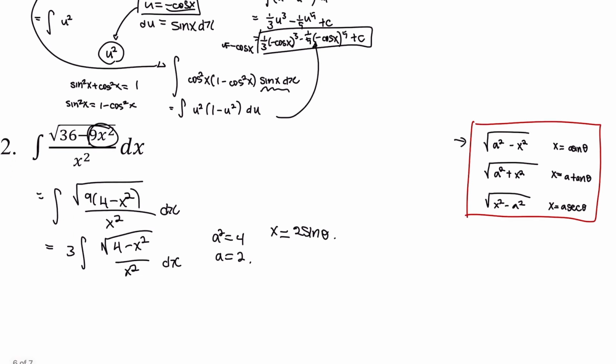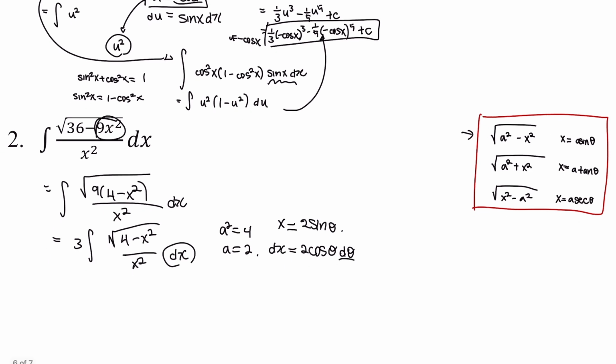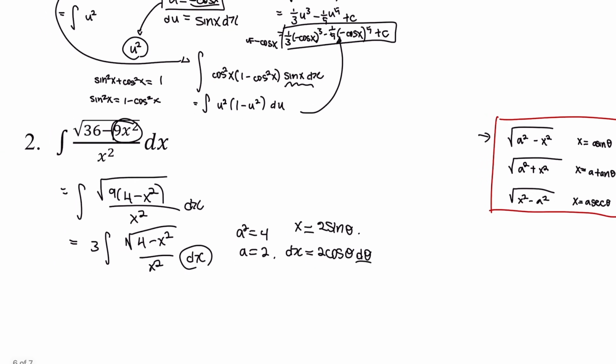Alright, and then we're going to take the derivative of this to get dx, because we have to replace dx with something that's related to theta to match everything else that we're going to change in this situation. So this would be 2 cosine theta d theta. Don't forget the d theta, it's really important. Okay, and then we're going to go back and substitute everything back in terms of theta.